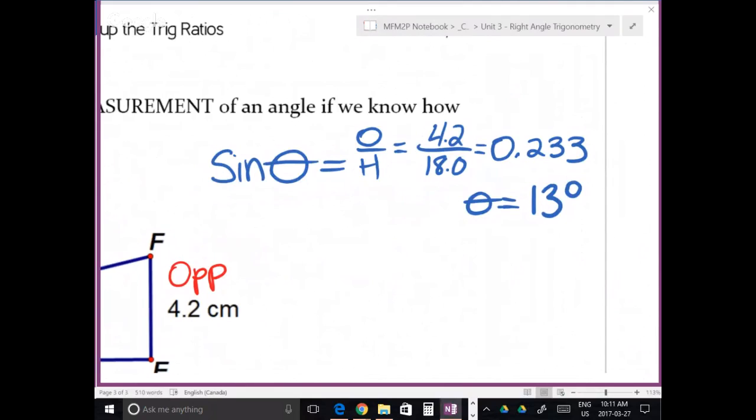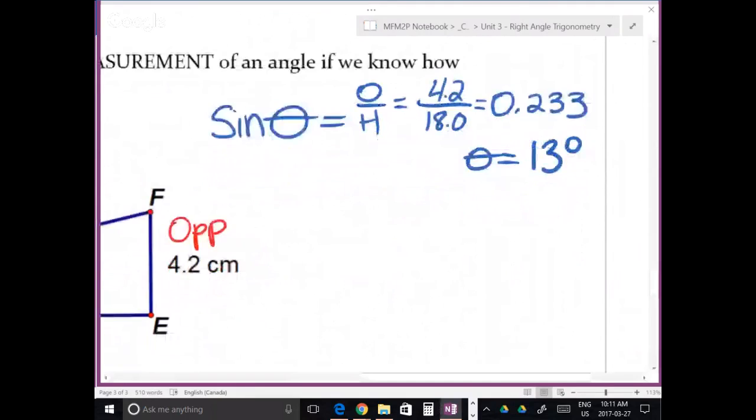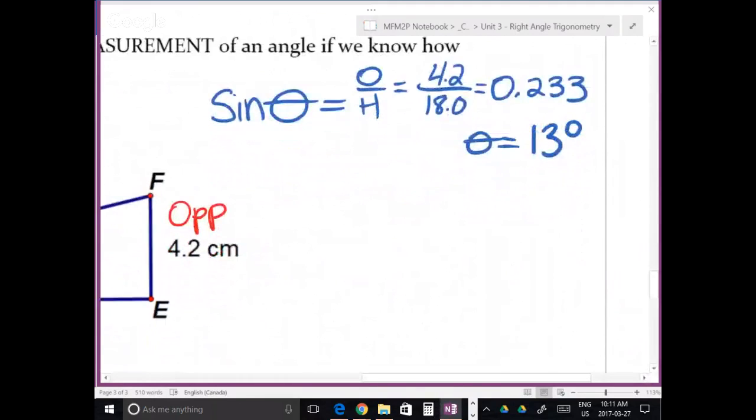Okay. Now, if we did our math right, these should all work out to about 13 degrees, but let's try all 3 ratios. What's the next ratio?